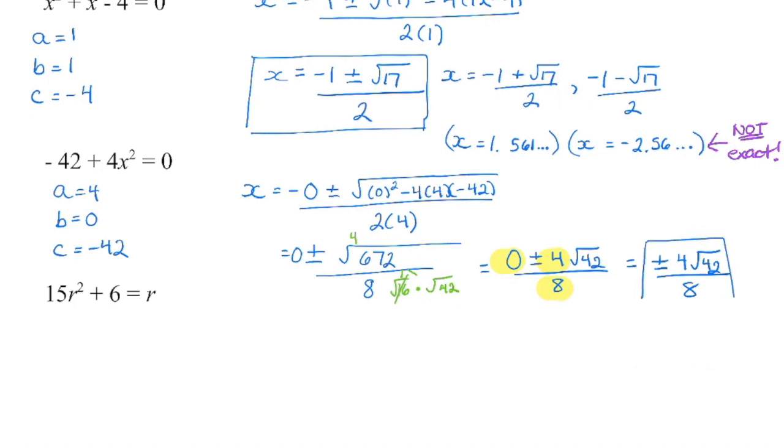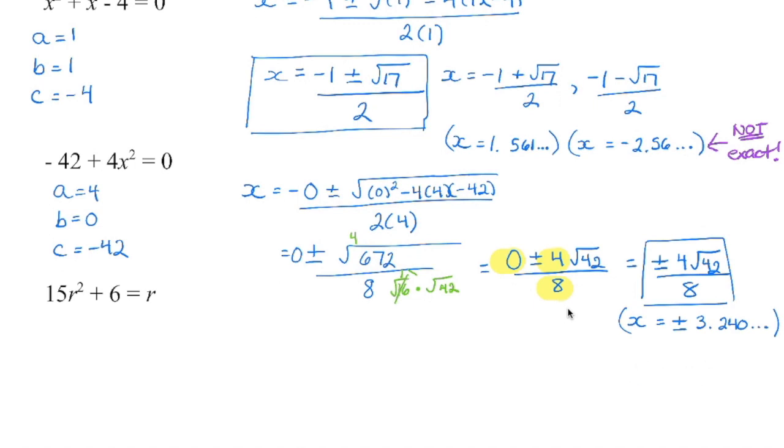And again, you can get the decimal values. If you put those into your calculator, one of them is going to come out to be positive, one of them is going to be negative, 3.240. And again, you can always check by graphing. Remember, this is not exact, but you can verify to make sure that you correctly used the quadratic formula and correctly simplified.